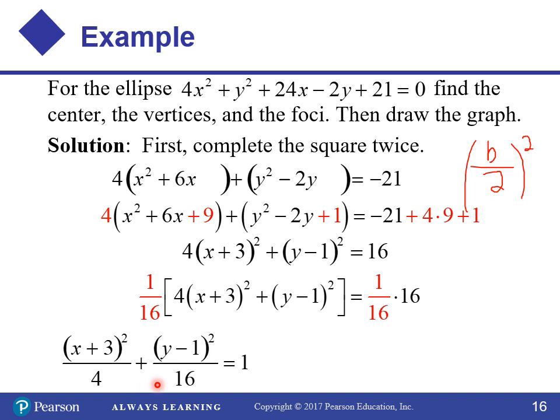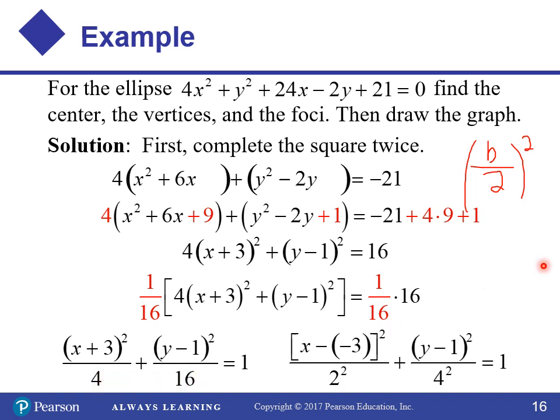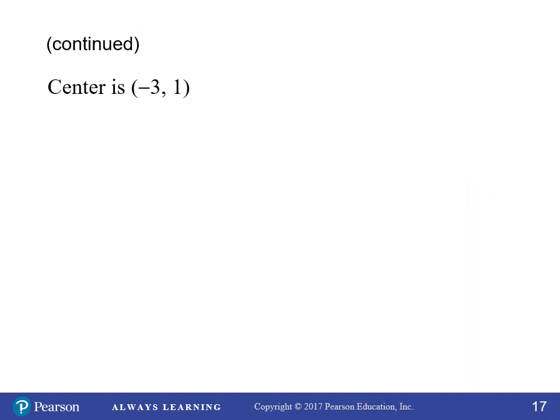And then to find your a and b, we're going to see what these numbers are squared. So that gives you 2 squared and 4 squared, and then they're just rewriting it with the minus sign. So negative 3 is your x value of the center, and 1 is your y value. And then your a is 4, your b is 2. So there's your center, negative 3, 1. A is 4, B is 2.